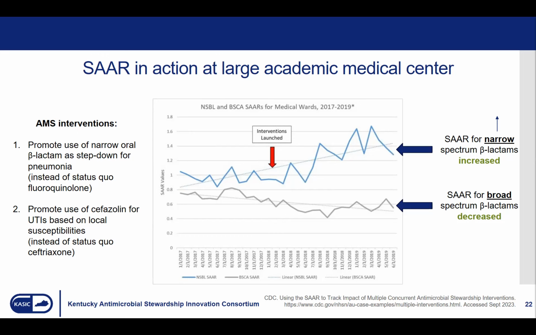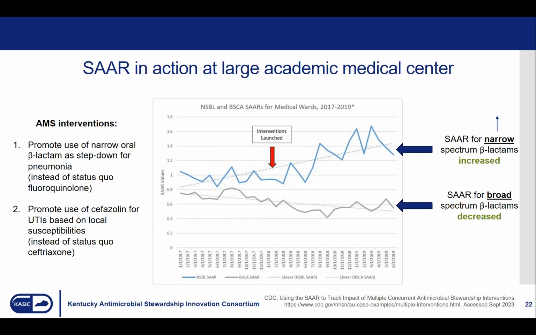However, local susceptibility results showed that cefazolin was also a good option for that and is in fact narrower and would be preferred to spare the ceftriaxone. So essentially the stewardship team brought this to the attention of their leadership. They created new guidelines and educated pharmacists and physicians. And then they looked at their SAAR data after their intervention.